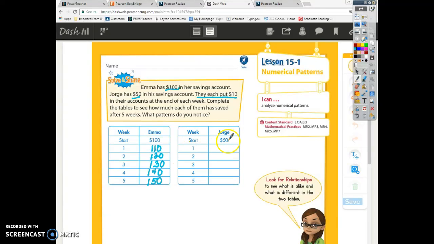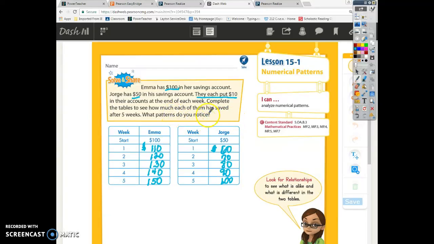George, on the other hand, starts with $50 and he puts in $10 each week. So he goes from $50 to $60 to $70 to $80 to $90 to $100. And of course, these all have dollar signs. That probably would have been a good idea, but my pen doesn't really show up too well.